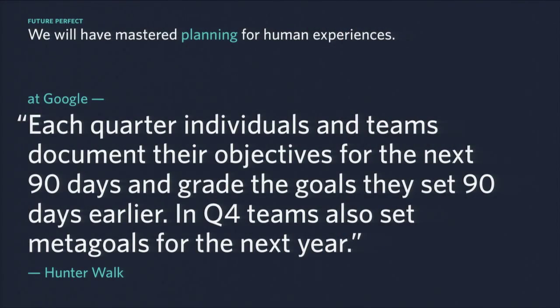I really like this approach that Google does with teams to help start making these things happen. Hunter Walk talks about it. He says, each quarter, individuals and teams document their objectives for the next 90 days and grade their goals they set 90 days earlier. In Q4, teams also set meta goals for the next year.